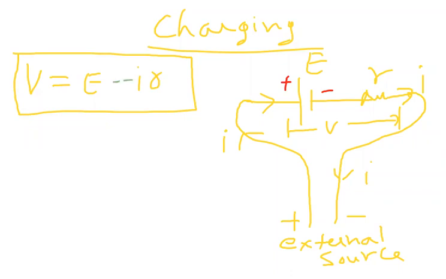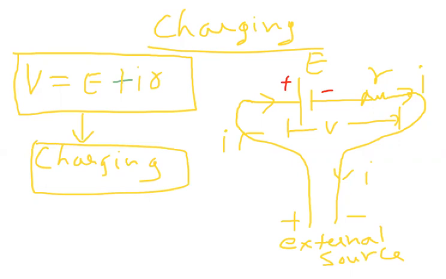But here it is charging. Current is flowing in the opposite direction inside the cell, positive to negative. So positive to negative current flowing means opposite direction inside the cell, so we use the plus sign here. So V is equal to E plus Ir. This is the charging equation. The charging equation is V is equal to E plus Ir.